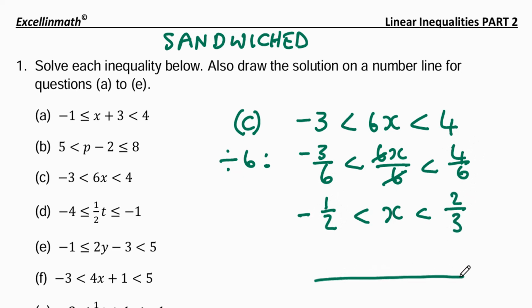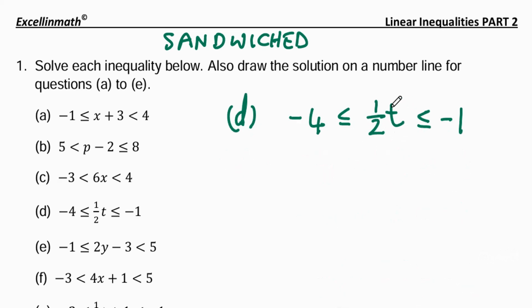Now we can draw a number line. X is strictly greater than negative 1/2, so we use a circle to show that we are excluding negative 1/2. X is also strictly less than 2/3, so we use another circle here to show that we are excluding 2/3. And then we connect these two.